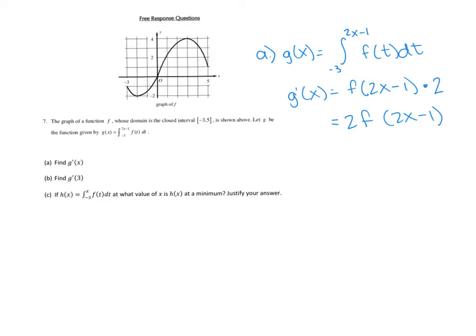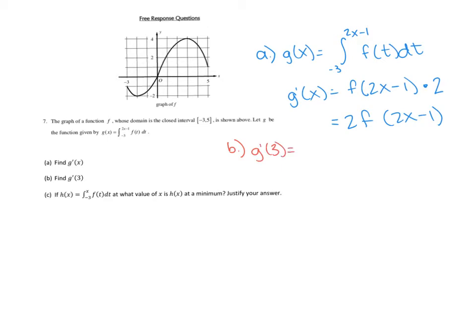But moving on to part B, for part B, we're looking for g prime of 3.